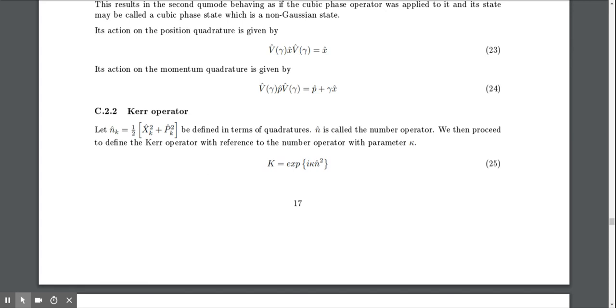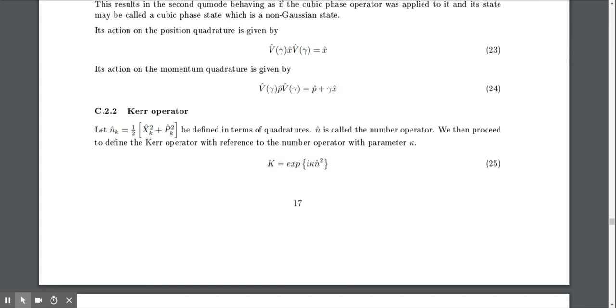In terms of quadratures, N is called the number operator. We then proceed to define the Kerr operator with reference to the number operator with parameter k. Whatever that means, I have to dig into this a bit more.